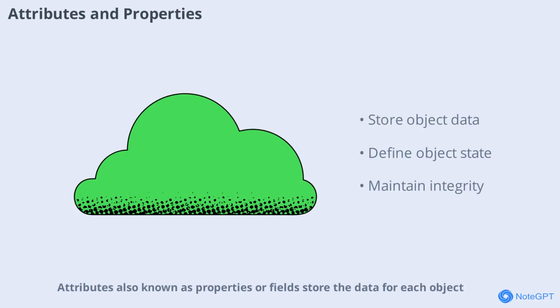Attributes, also known as properties or fields, store the data for each object. They define the state of an object at any given time. For instance, a book class might have attributes like title, author, and pages. Properly managing attributes is key to maintaining the integrity and usefulness of your objects.